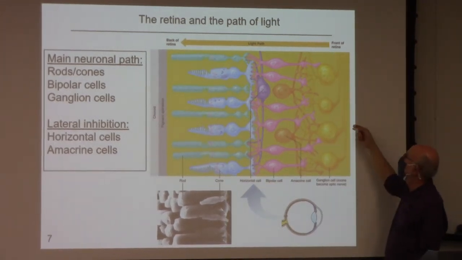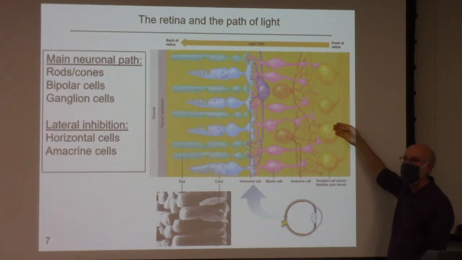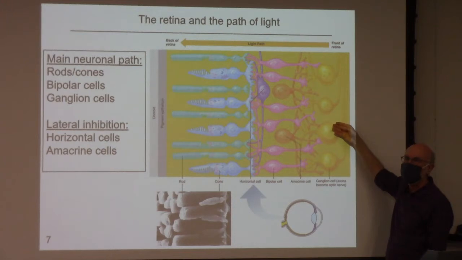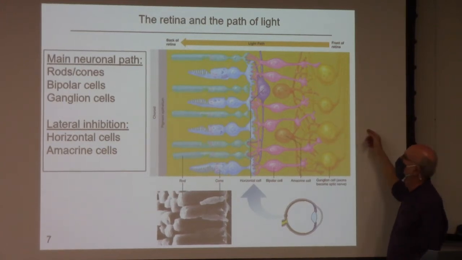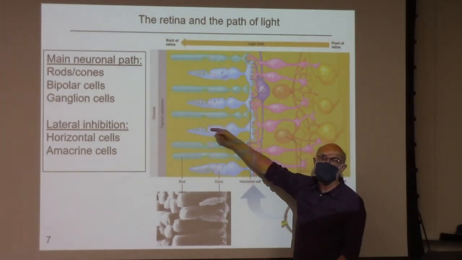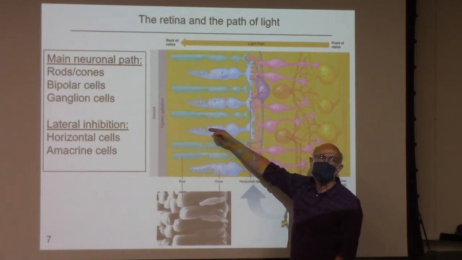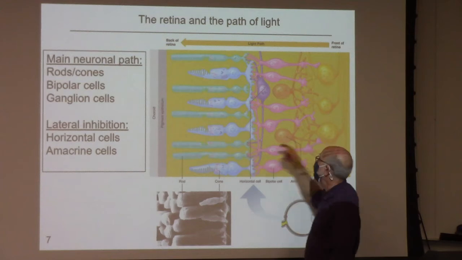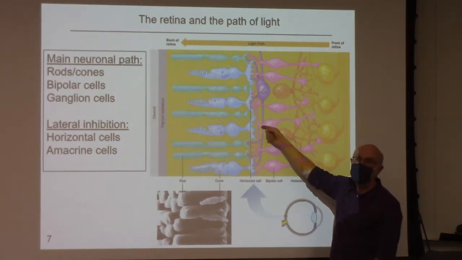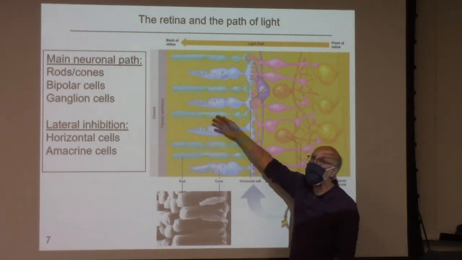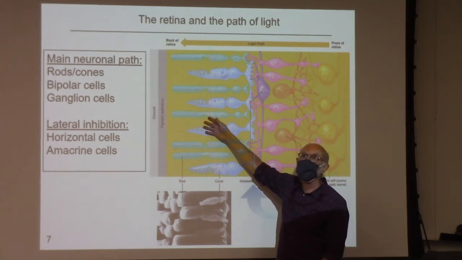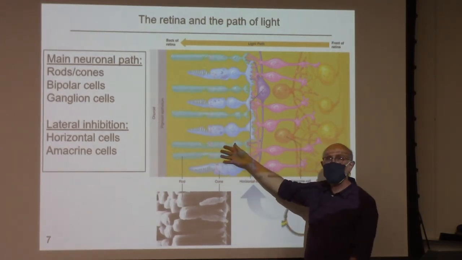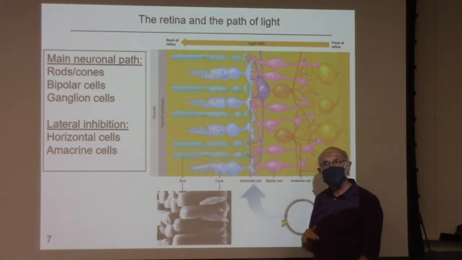So the first cells that the light hits are not the cells that do the phototransduction. You're going to see this in the middle. It's the last cell that the light hits that turns it into an electrochemical signal. So the light actually goes through some transparent layers of the retina and then gets transduced into an electrical signal by the photoreceptor cells. So these are the photoreceptor cells, rods and cones.